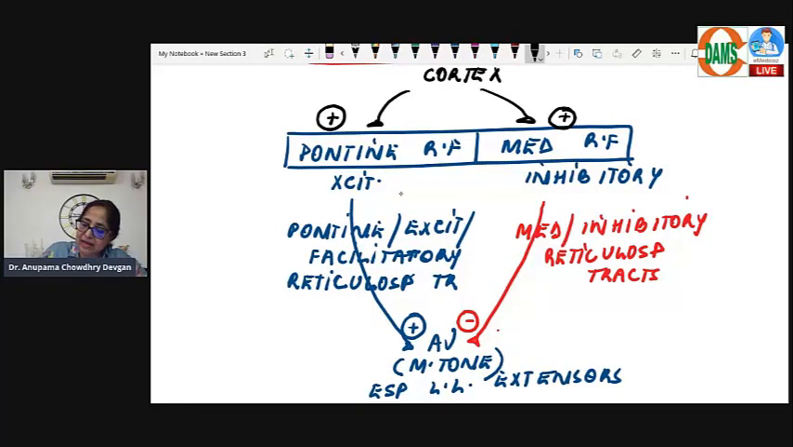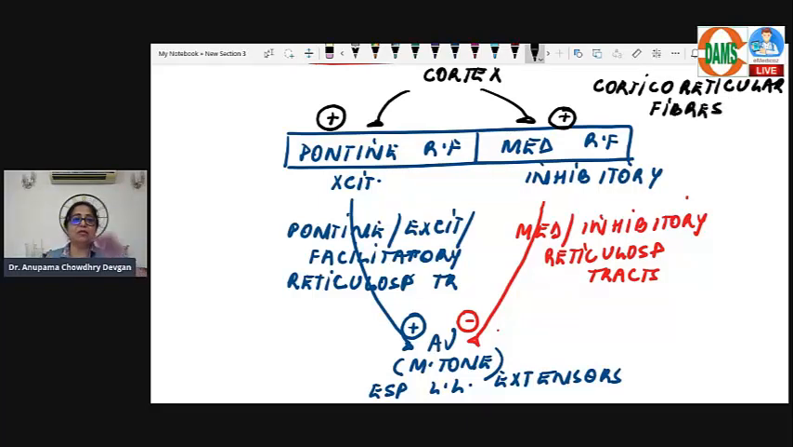This is known as the corticoreticular fibers. Corticoreticular fibers are from cortex to the reticular formation. These are excitatory fibers. Corticoreticular also passes through the internal capsule. Right?